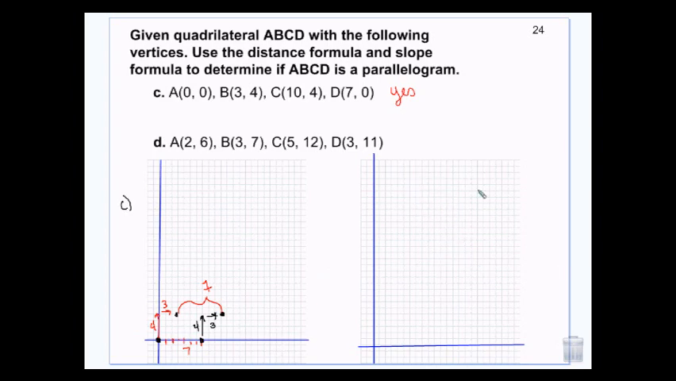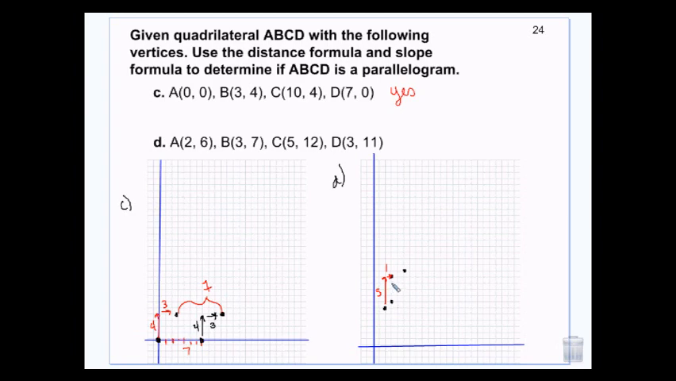B. 1, 2, 3, 4, 5, 6. 3, 7. 5, 12: 8, 9, 10, 11, 12. And 3, 11: 7, 8, 9, 10, 11. Okay. To get from this point to that point, I'm going up 1, 2, 3, 4, 5, and over 1.